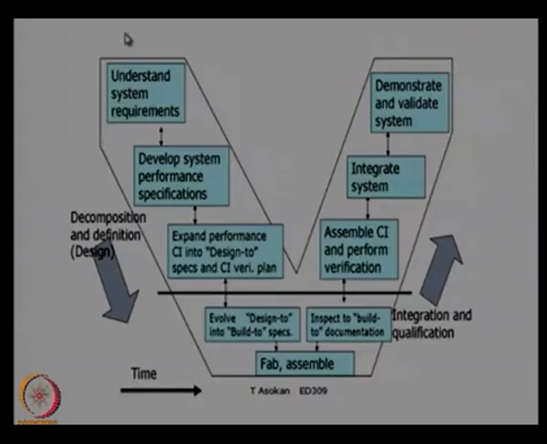As you can see here, we start with the customer need, then understand the system requirement from the customer perspective and develop the performance specifications, then go to the performance configuration items into design to specs and configuration item verification plan. So we identify the performance specification and identify the systems and components needed for this particular performance, and then parallelly develop the verification plan also, and then pass it to the technology domain experts to design the actual components and subsystems.